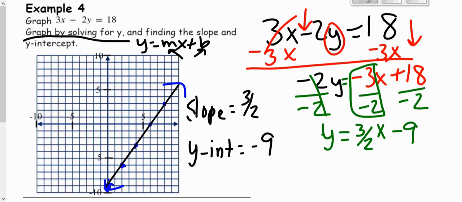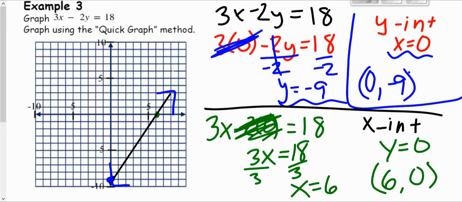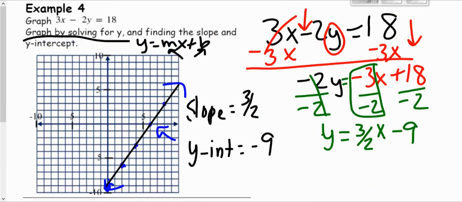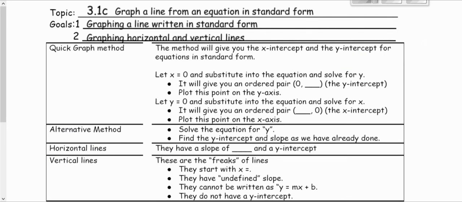I have that y-intercept of negative 9, an x-intercept of positive 6, same exact line. I do find that this tends to be a little more accurate because you have more dots, but this, the quick graph method, is definitely faster, but you get to the same answer. So you get to choose.